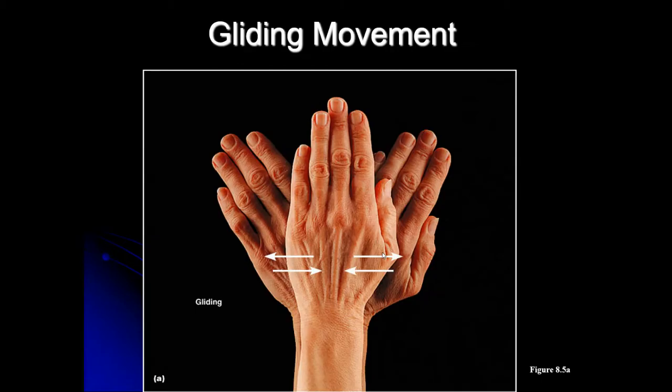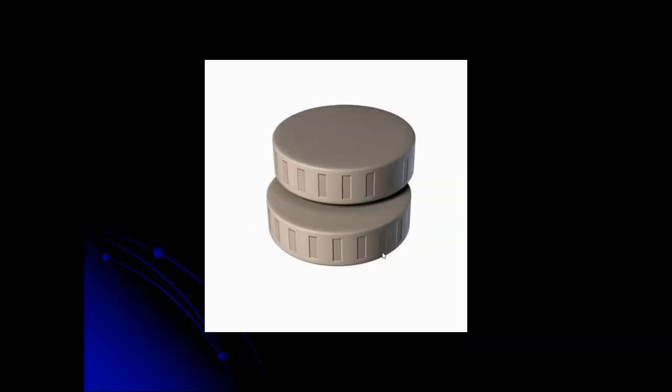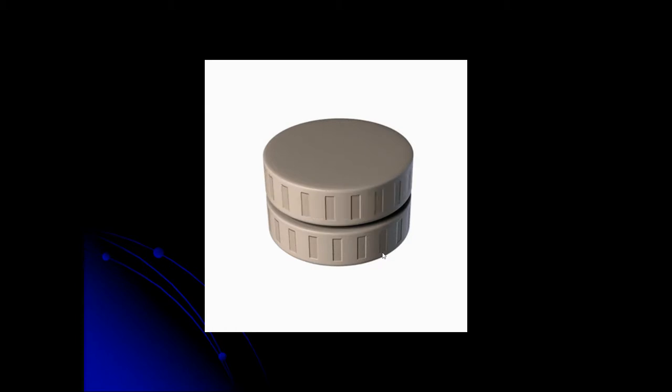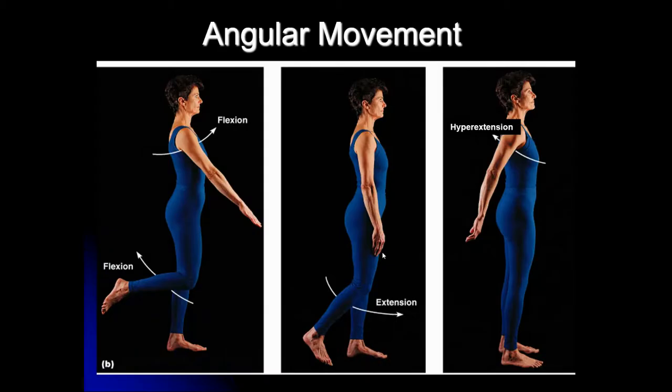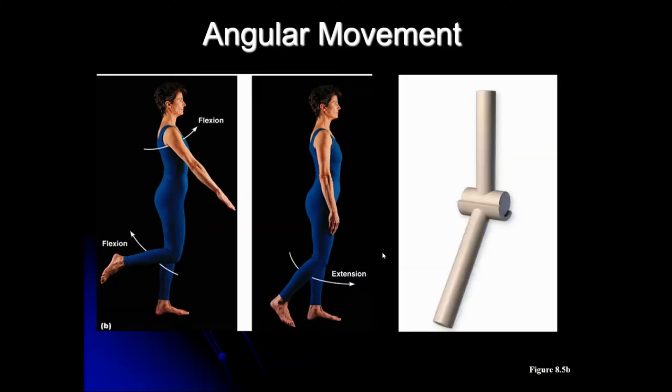So if we look at some of these movements, we have gliding movements. This happens between flat surfaces, and they slide around on each other. We also have angular movements, and we talked about these in lecture as well. If you decrease the angle at a joint, it's called flexion. If you increase the angle at a joint up to 180 degrees, it's called extension. But if you go past 180 degrees, it's hyperextension. And so you can see what happens during flexion and extension.